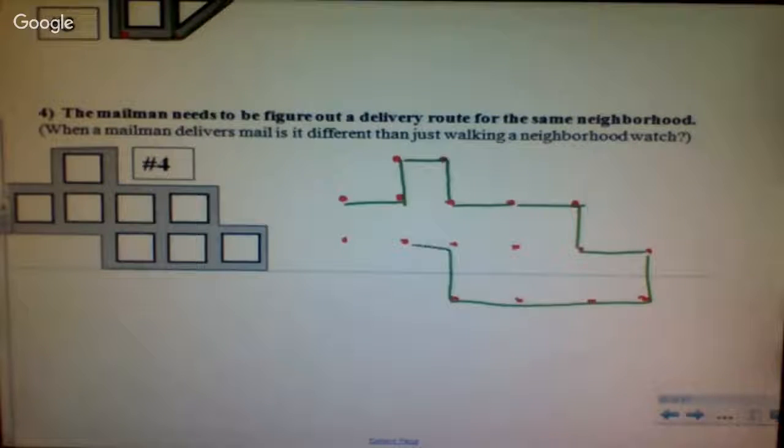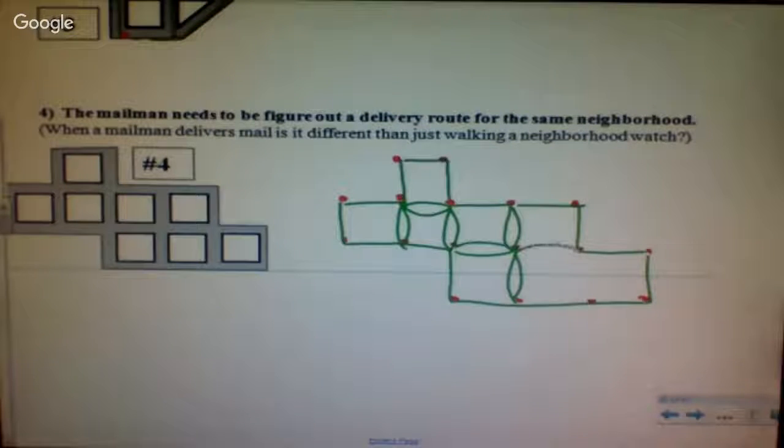We're going to talk about why this one looks different than the other one. Because he has to go on both sides of the road. Notice all the ones on the inside, I drew multiple edges.